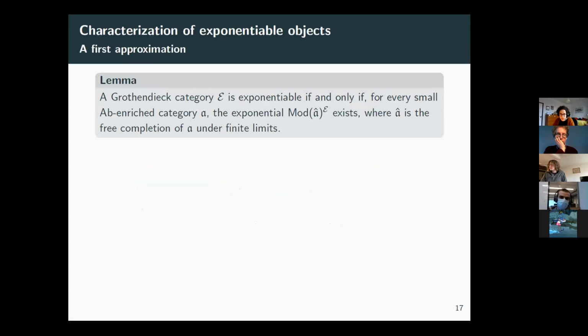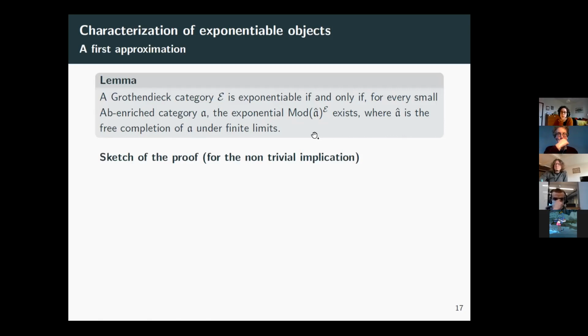So let's start with a first approximation. We prove this lemma, which says that to check exponentiability, we can reduce ourselves to check it in a certain family of Grothendieck categories and not for every base. And it is the following family. A Grothendieck category E is exponentiable if and only if for every small category A, the exponential mod A hat to the E exists, where A hat is just the free completion of A under finite limits. So you take your A, you complete it under finite limits, you take their modules, and if this exponential exists for all of those, then E is exponentiable. It exists for any other base that we may take.